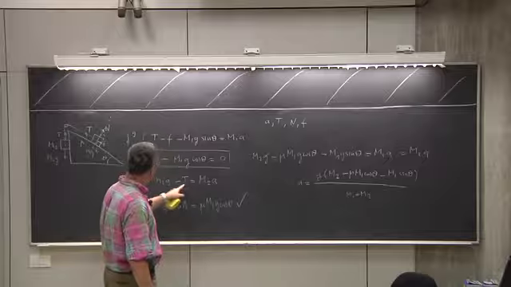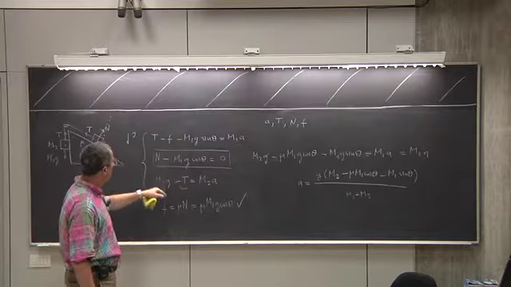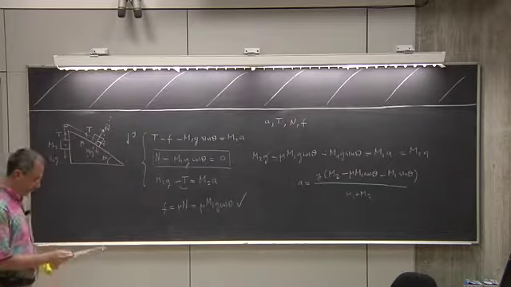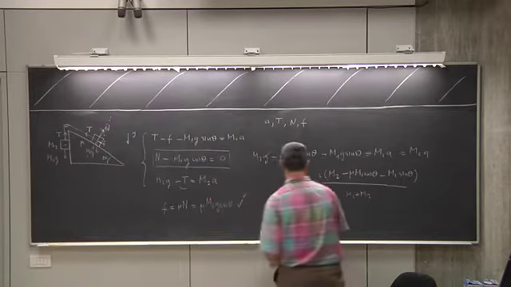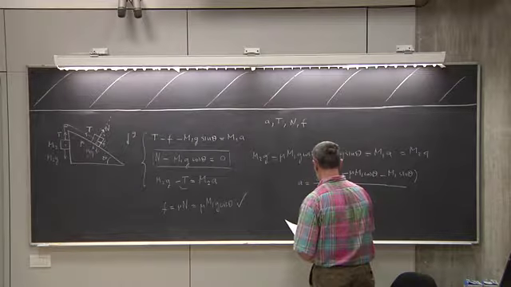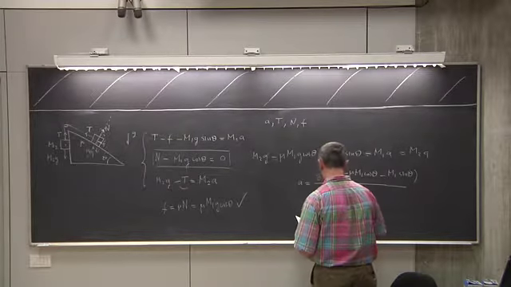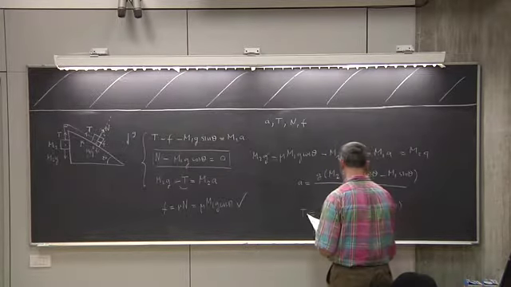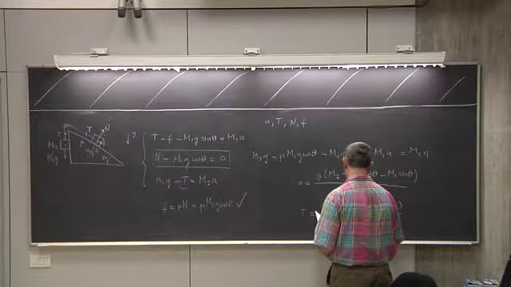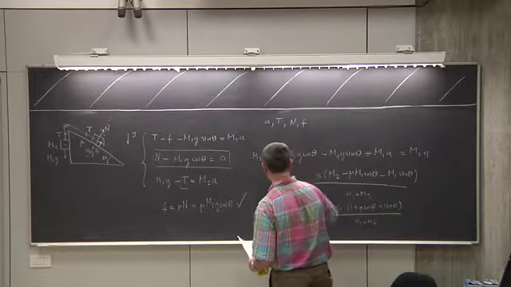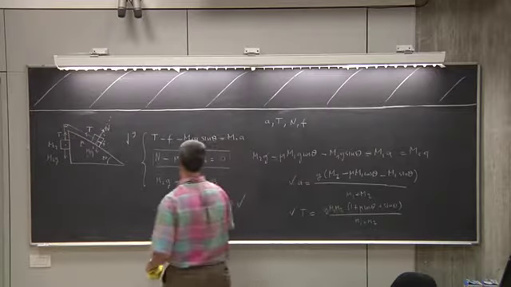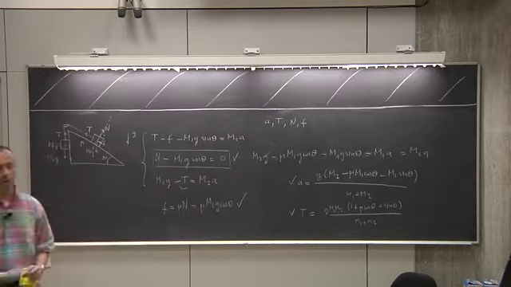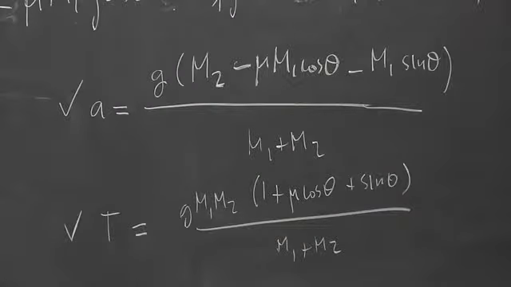And once I know that, I just plug it in here, right, and I can get T. You can do it yourself. And you will see that T is just g m1 m2 times 1 plus mu cosine theta plus sine theta, over the sum of the two masses. So a, T, F, N is already here. And I've solved the problem. Very nice.